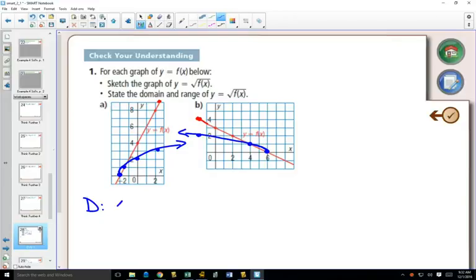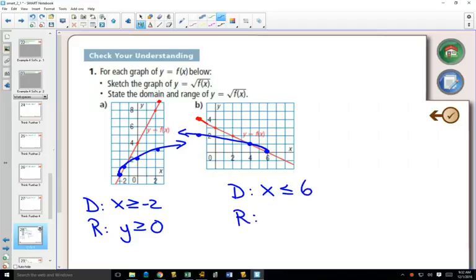The domain is x is bigger than or equal to -2. The range is your y values are bigger than or equal to 0. For the second one, the domain is x is less than or equal to 6. And our range is bigger than or equal to 0.